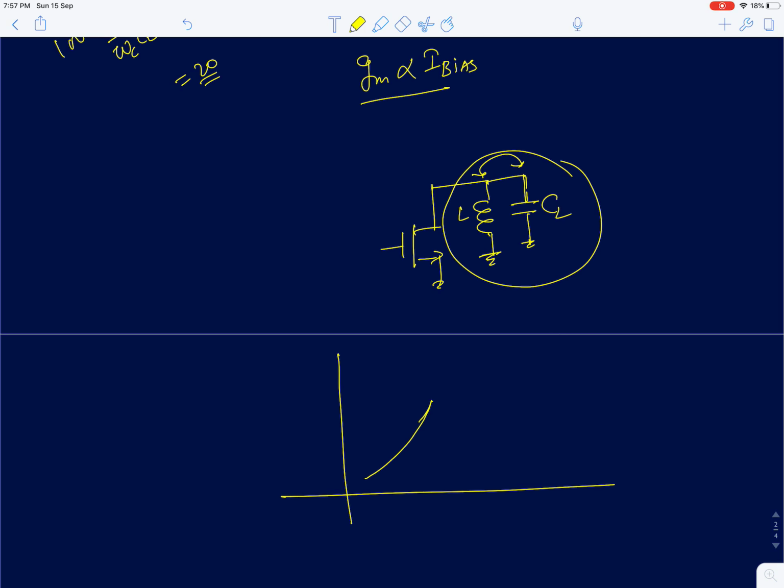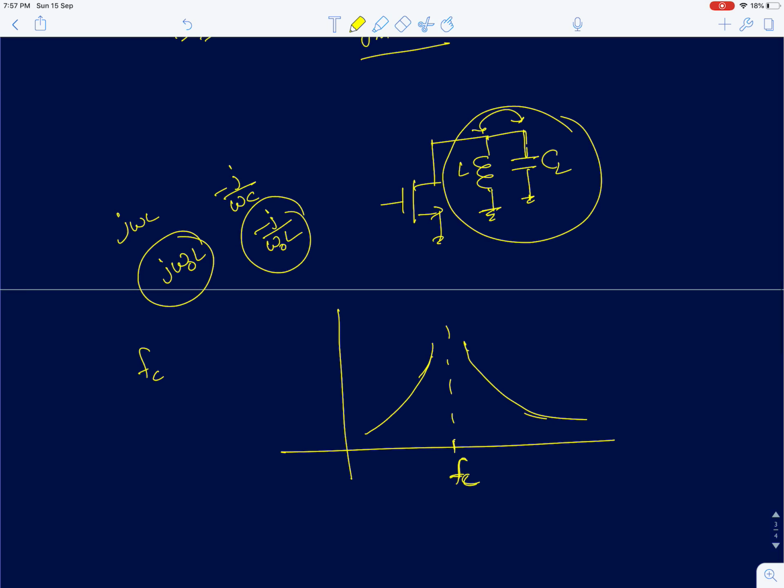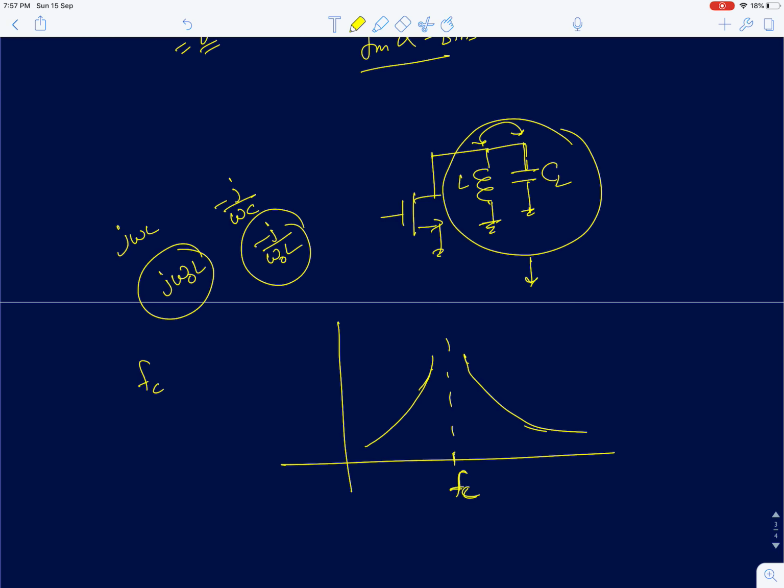At the resonant frequency, the impedance of an inductor is j omega L and the impedance of the capacitance is minus j by omega C. At the resonant frequency, both of them become equal if I choose L such that the resonant frequency is Fc. If I choose the resonant frequency as Fc, the impedance of the parallel inductor and capacitor will become infinity at Fc. So in effect this network is behaving like an open circuit at Fc.